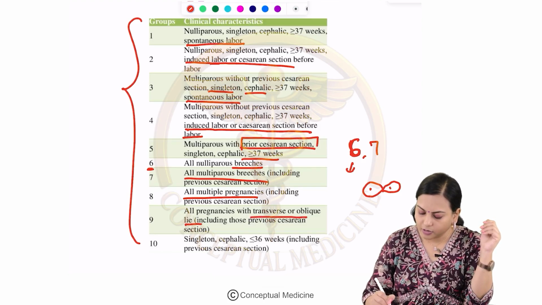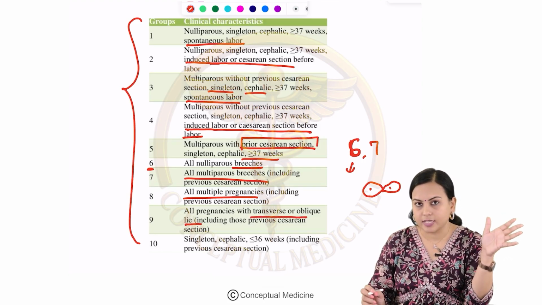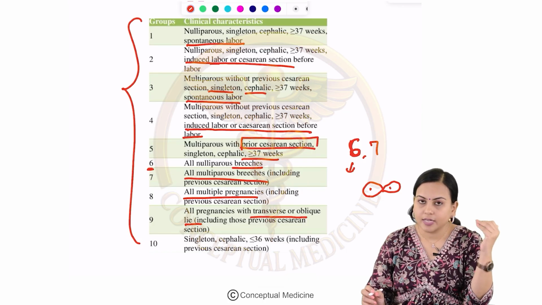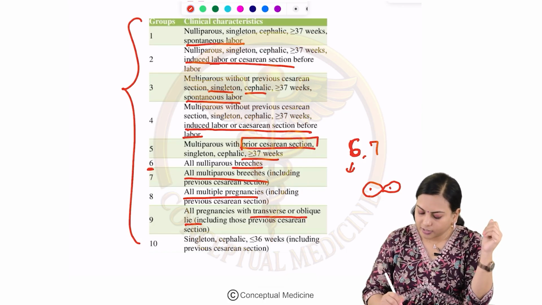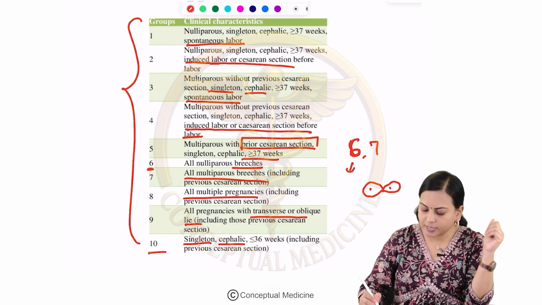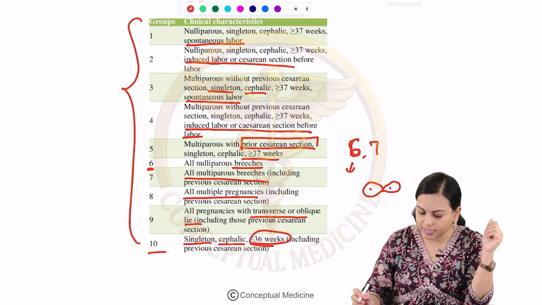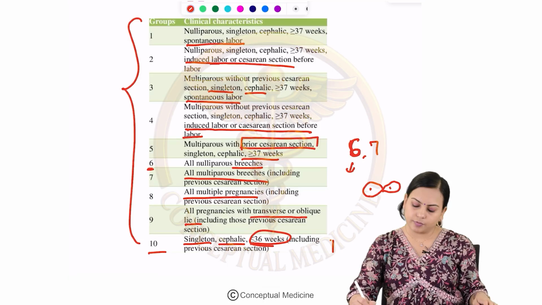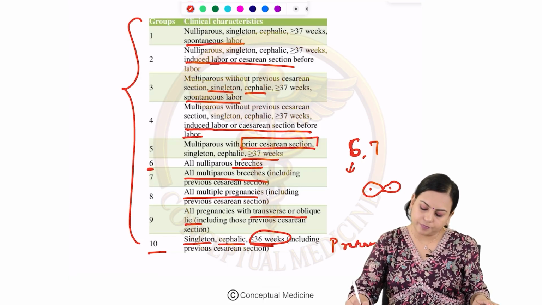or oblique lie, okay, including those with previous Caesarean section. So, when the lie is abnormal, then it will be coming in the 9th group. And the 10th group is a singleton cephalic presentation that is less than 36 weeks, including previous Caesarean section. So, this will be preterm labor.